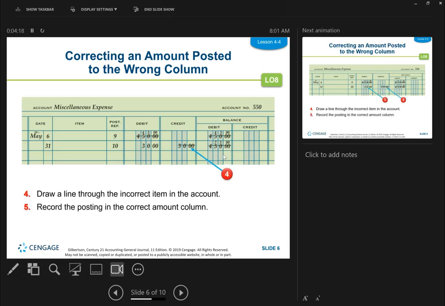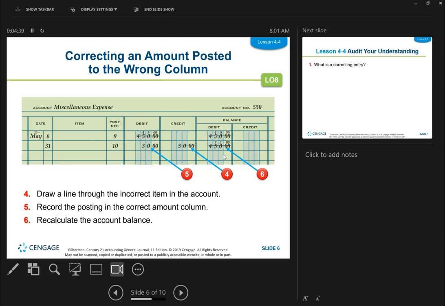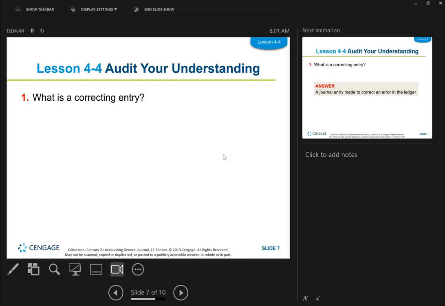And it doesn't matter whether it was a credit. This is an example of where we put it in the wrong column, right? Here we posted as a credit, but it should have been a debit. Same idea: we'll cross out the credit, write it in the correct spot, and then recalculate our account balance. So that's the gist of it.